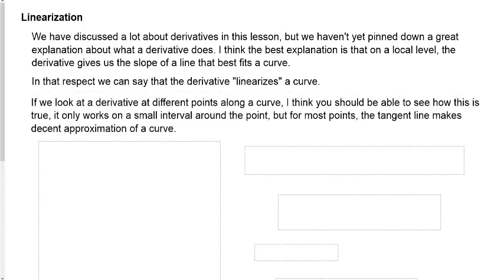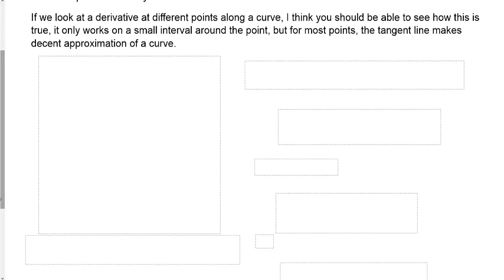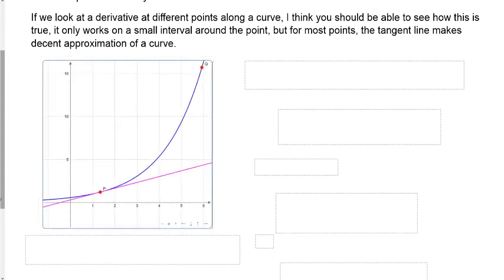If we look at a derivative at different points along a curve, I think you'll be able to see how this is true and that it only works on a small interval around the point. But for most points on a curve, the tangent line makes a decent approximation of that curve. So let's take a look at a function and some different points along that curve.